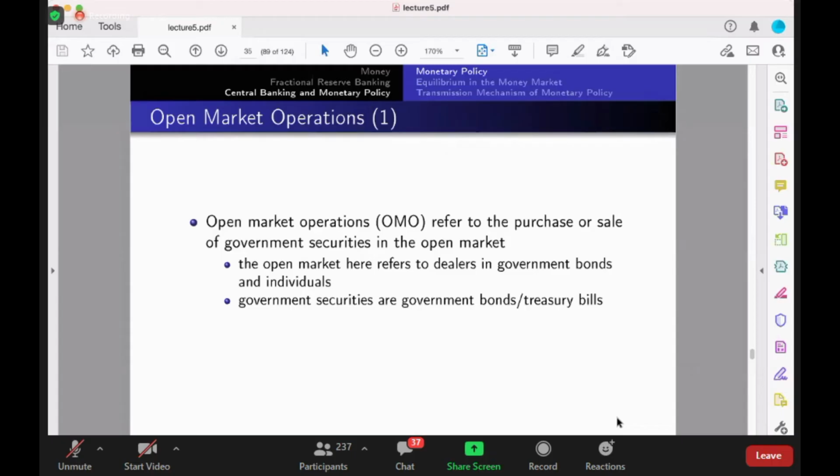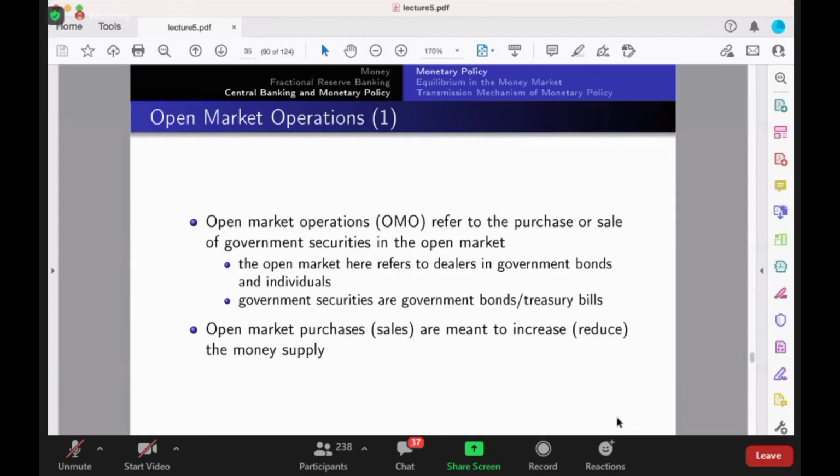OMO is simply open market operations, the purchase and sale of government securities in the open market. The open market here refers to dealers in government bonds and individuals and that kind of thing. Here we are talking about government securities in the form of Treasury bills. A lot of people are patronizing Treasury bills now, and then various government bonds. So more or less government securities is what we deal with when we are trying to do open market operations. So this is basically how it operates.